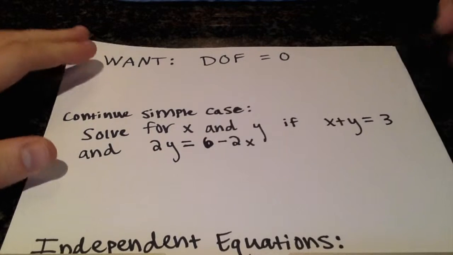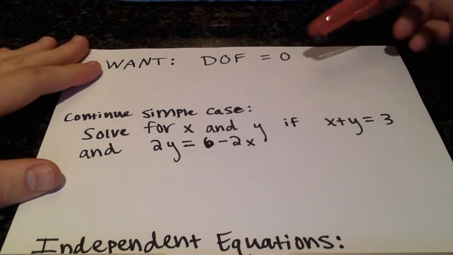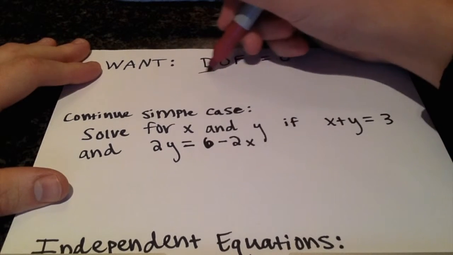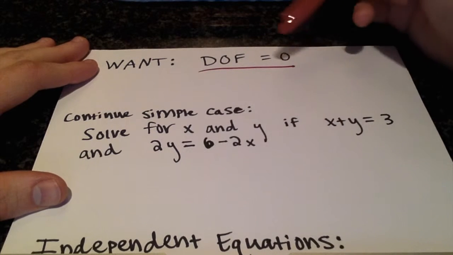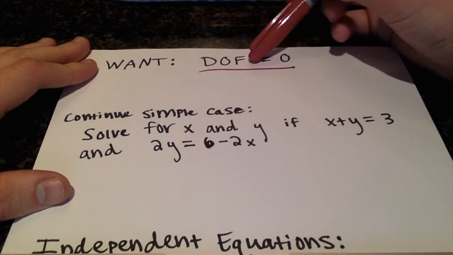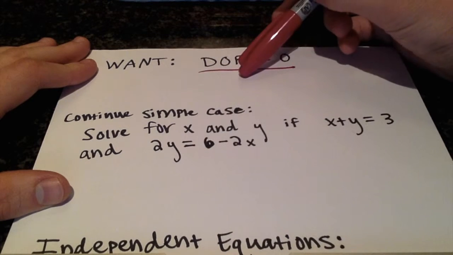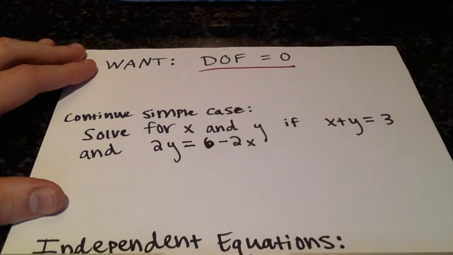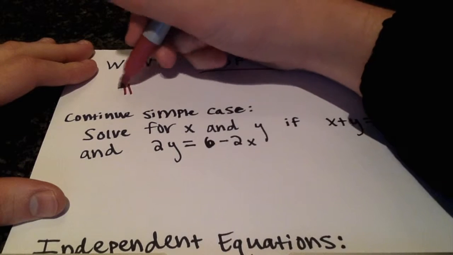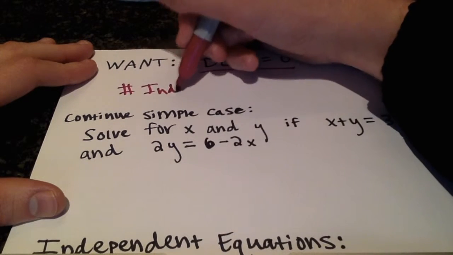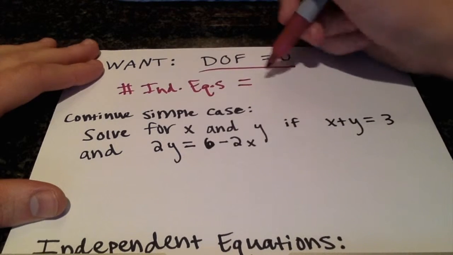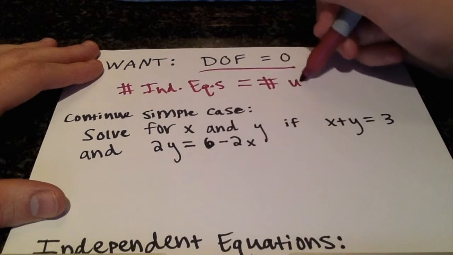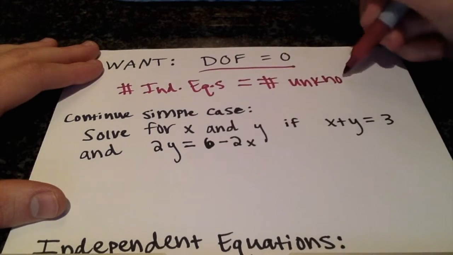Alright, so when applying the degree of freedom analysis, we want our degrees of freedom to equal 0. So that means that when we use the definition, degrees of freedom equals the number of unknowns minus the number of independent equations. That means that our number of independent equations must be equal to the number of unknowns.